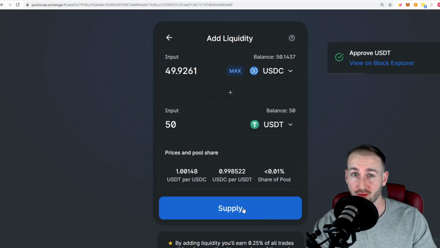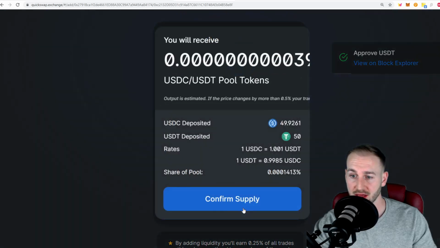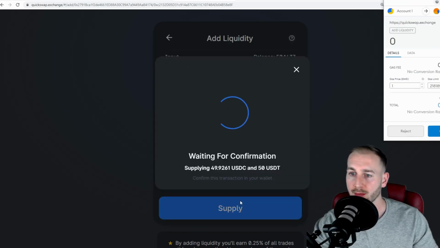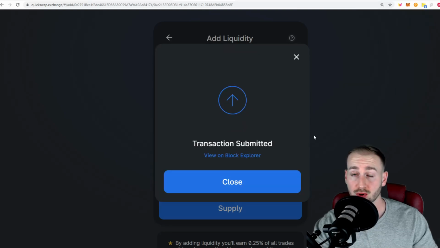I've previously already approved USDC as it's in another pool for me. So adding $50 of both of these cryptocurrencies will get me a share of this pool of 0.0001413%. So just a tiny fraction, but this is just to, you know, wet my whistle with the pools and get used to using them. I'm not trying to put in a ton of money at this point, but this is a good place to actually put your dollar stablecoins to work.